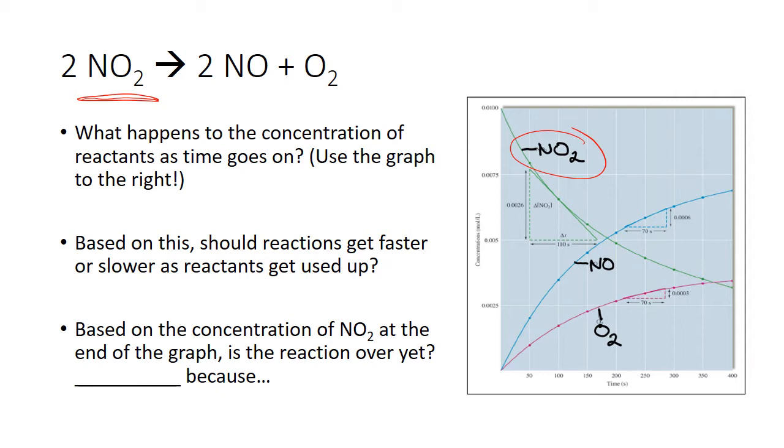Based on this, should reactions get faster or slower as reactants get used up? Think about that. The concentration is dropping. What's that going to do to the rate of reaction? And if we look at where this is at the end, do we think that this is the end of this reaction? Yes or no? Think about that. Have a reason.